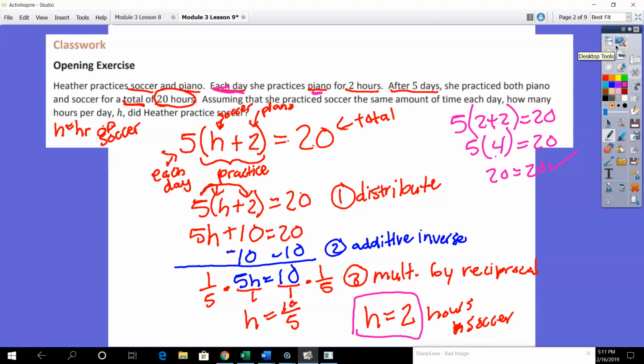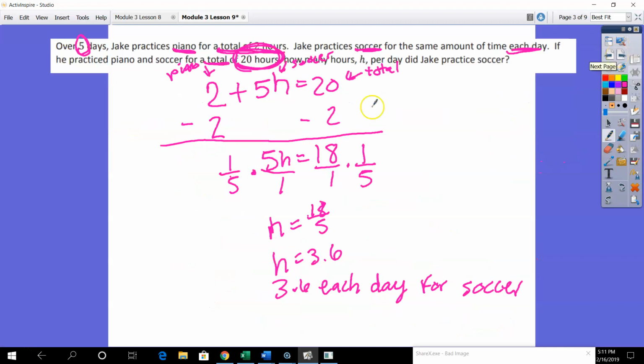In our last one here, each day we had piano for the 2 hours. So here we had the parentheses because piano was happening every single day and we were multiplying it by 5. So therefore we had to do the distributive property first. And then we went down to our normal additive inverse and multiply by the reciprocal steps. Here the very first thing we did was the additive inverse of the constant, and then we multiplied by the reciprocal.